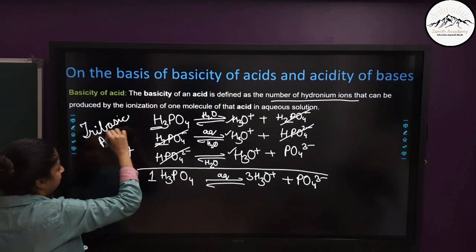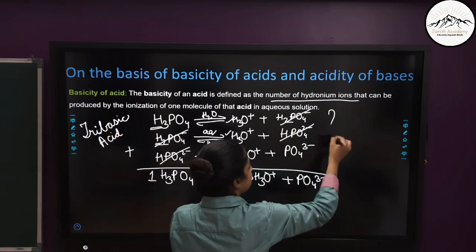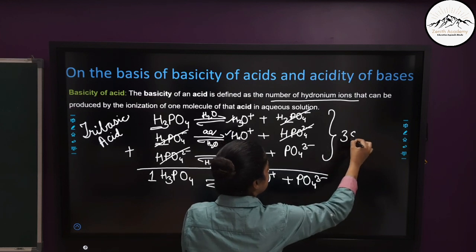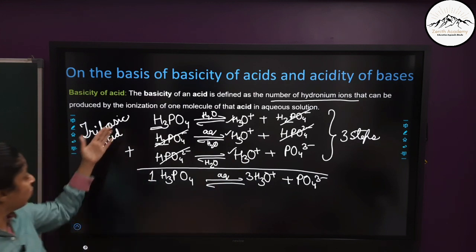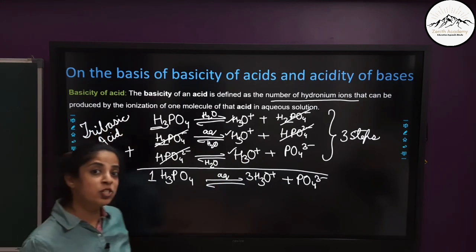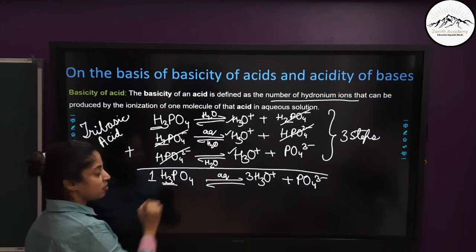Tribasic acid. Okay. In how many steps did this reaction happen? 3 steps. So it is a 3-step reaction. It is known as tribasic acid. And how many salts will it form? It will form 3 salts because it has 3 replaceable hydrogens.